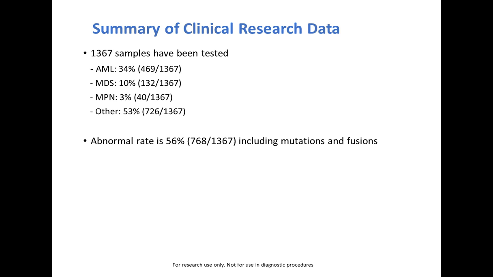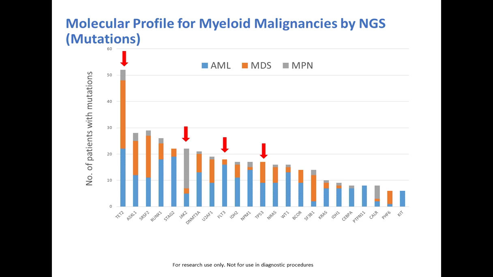Summary of clinical research data. So far, we have run 1,367 samples. 34% are from AML patients, 10% from MDS patients, 3% from MPN, 53% from other. The abnormality rate is 56%, including mutations and fusions.